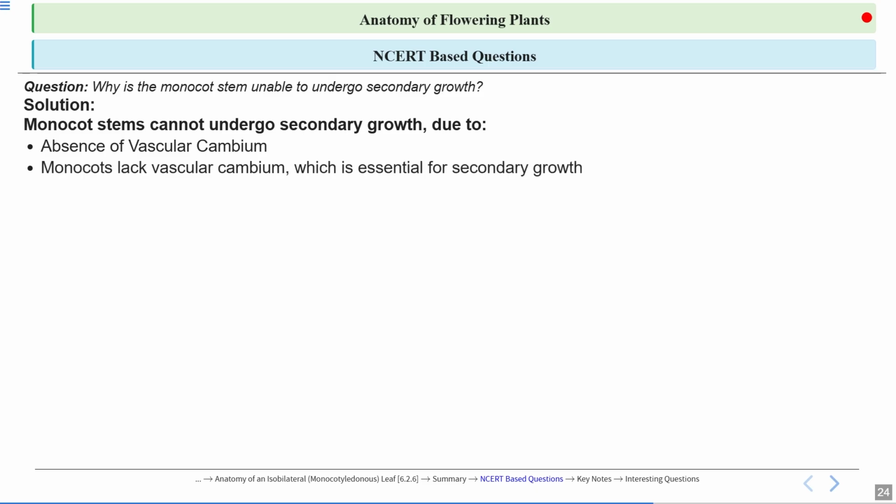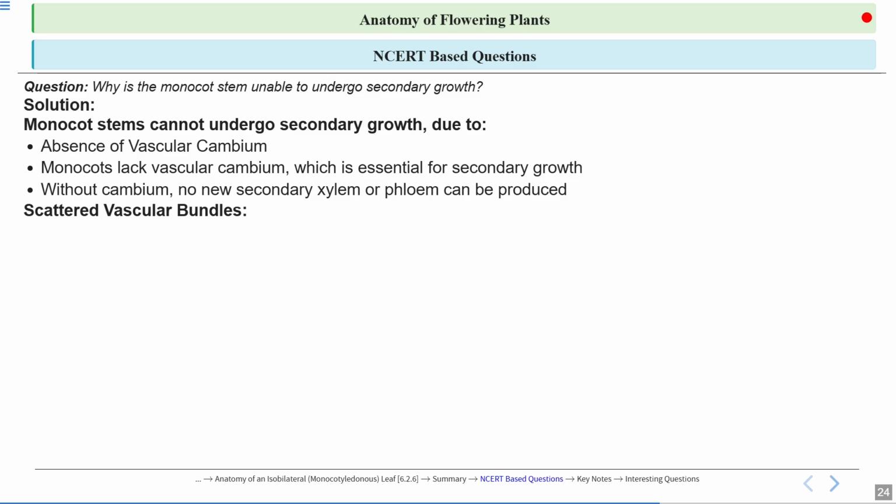The vascular cambium actually divides and redivides the cells. But here, if this cambium layer is absent, this meristematic tissue is absent, so there will be no secondary growth. Monocots lack vascular cambium, which is essential for secondary growth. Without cambium, no new secondary xylem or phloem can be produced, because cambium divides towards the inner side and outer side, and they will form the xylem and phloem respectively.